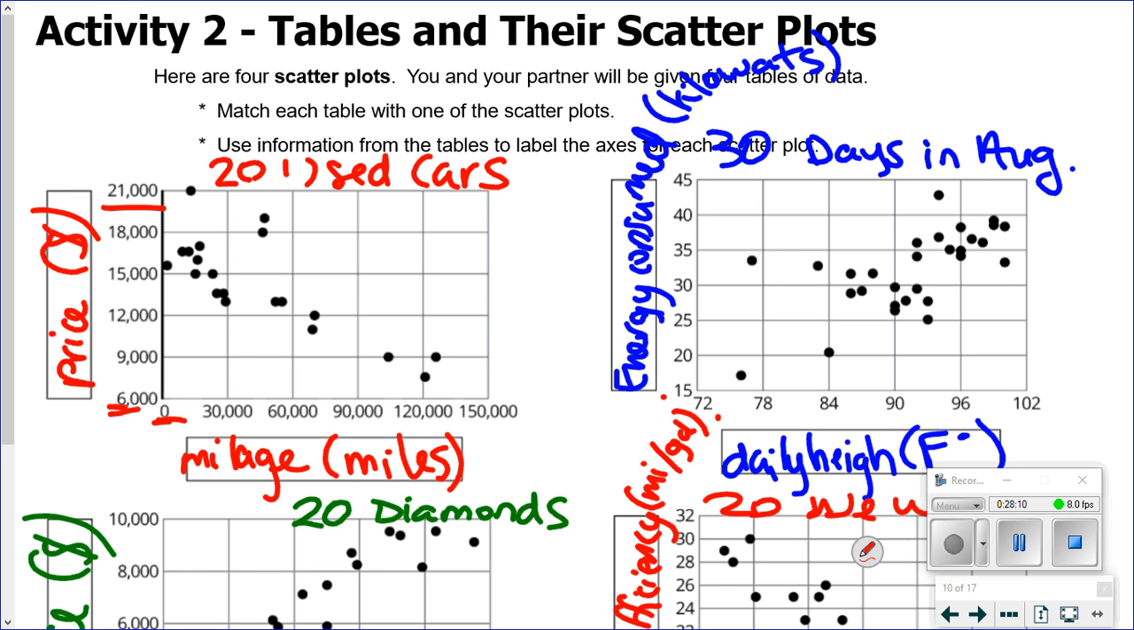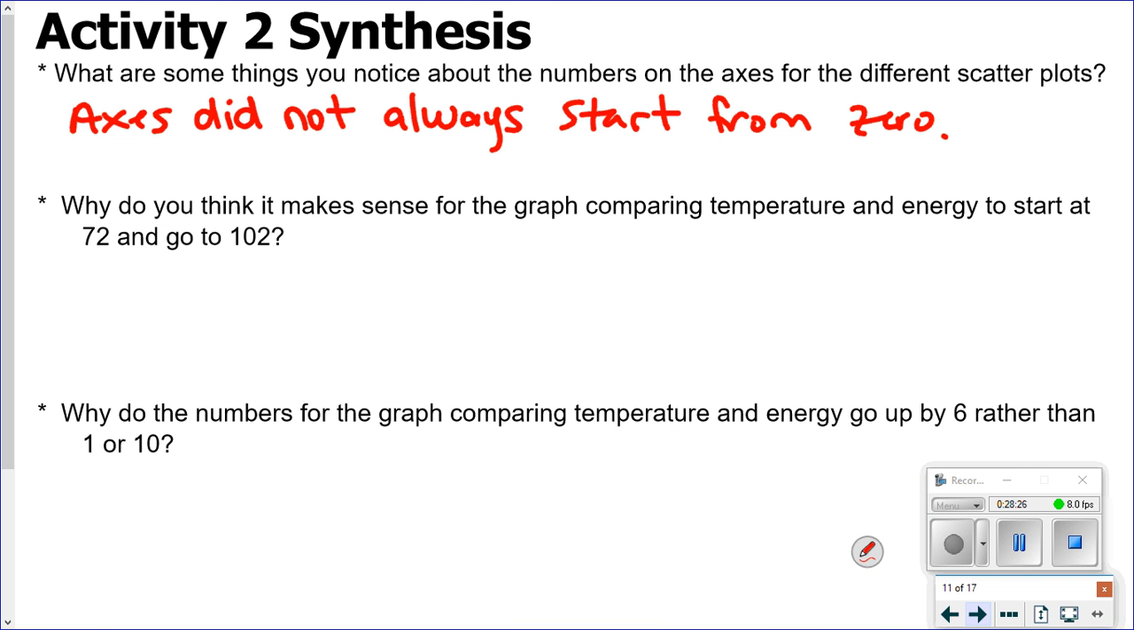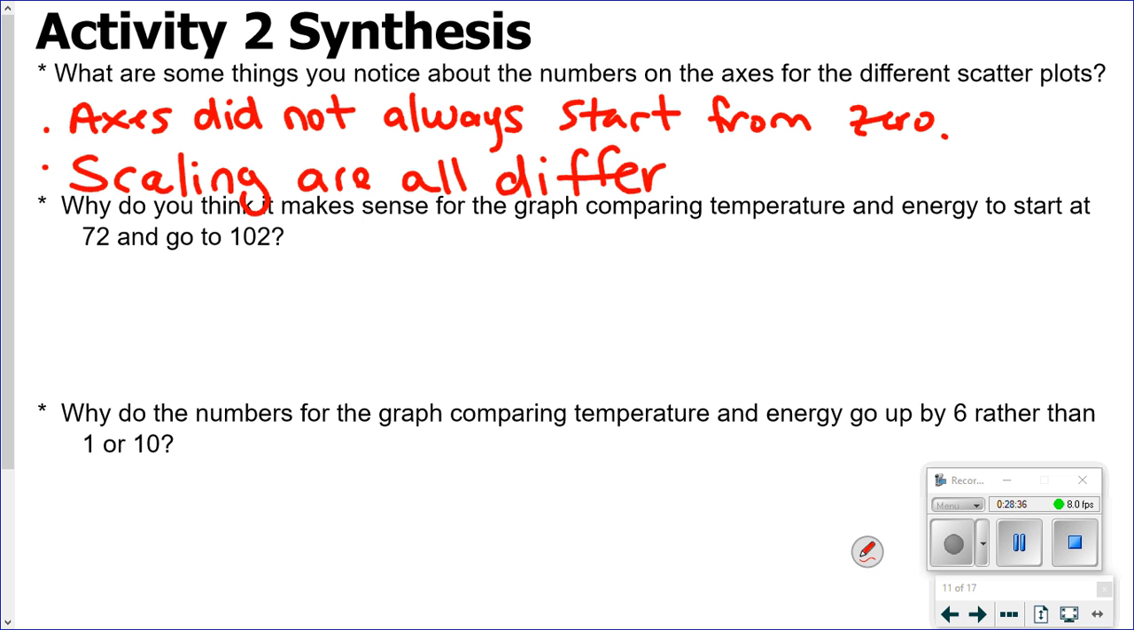If I look at the second graph to go from 72 to 78, that's an increase of 6. So they're increasing each time by 6 units for their X data, and for their Y data, they are increasing by 5s. So the way that they're scaling is very unique to each situation. So I noticed that the scaling that they've chosen are all different, right? They're very unique depending upon the data we're analyzing.